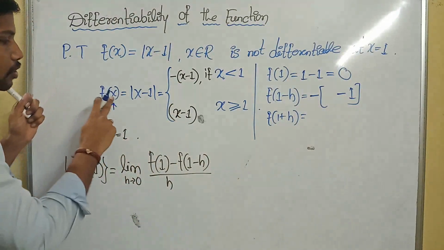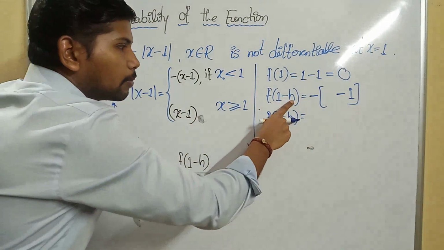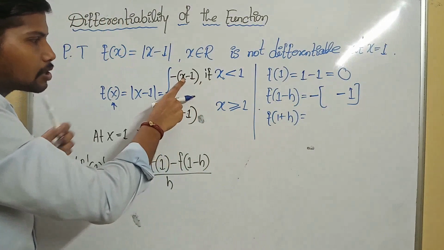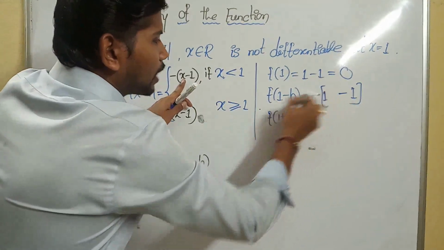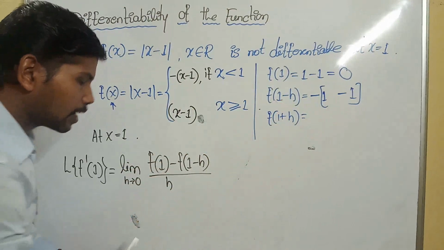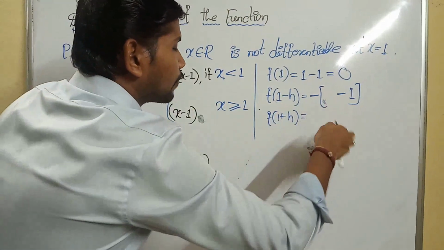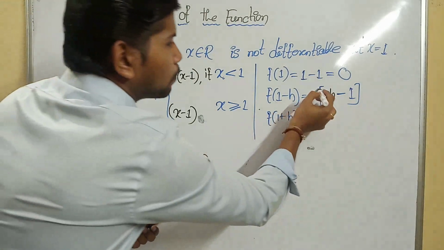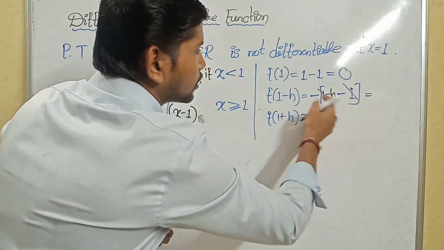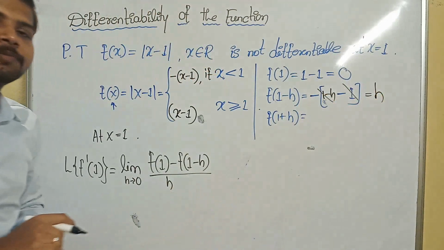Here, this x is replaced by 1 minus h, so in the place of x, I need to write 1 minus h. Getting my point clearly? Here plus 1 minus 1 cancelled, minus of minus, it will be plus h. Okay.